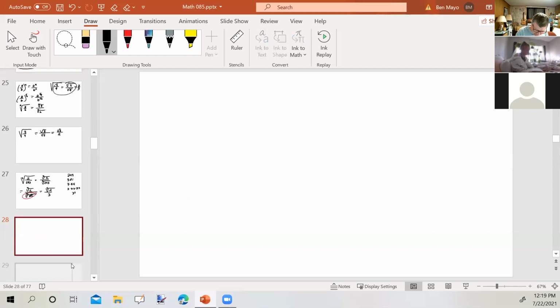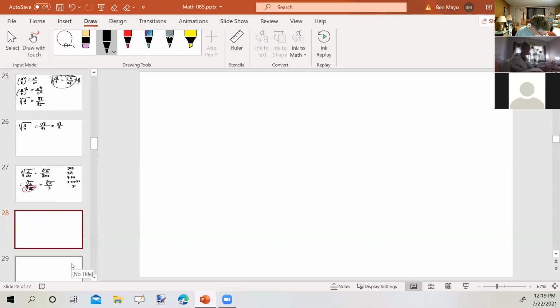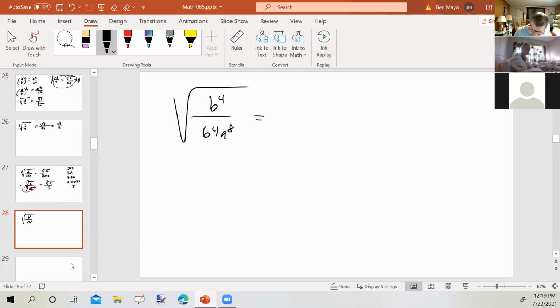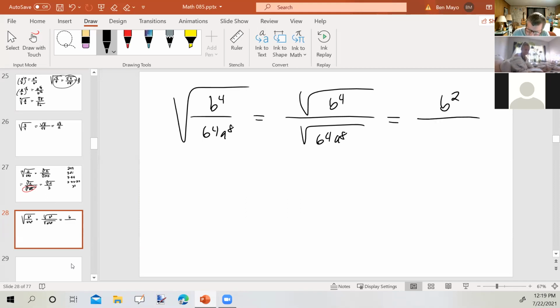How about this one? The square root of b to the 4th over 64 a to the 8th. So this would be the square root of b to the 4th over the square root of 64 a to the 8th. What's the square root of b to the 4th? That's b squared. What's the square root of 64? That's 8. And the square root of a to the 8th would be a to the 4th. So b squared over 8 a to the 4th.